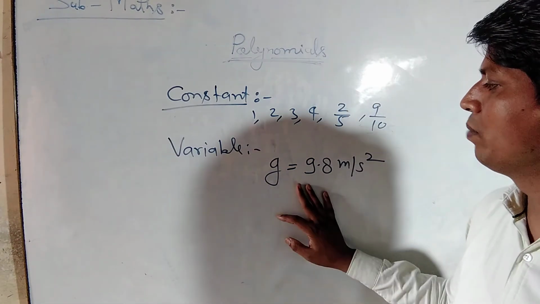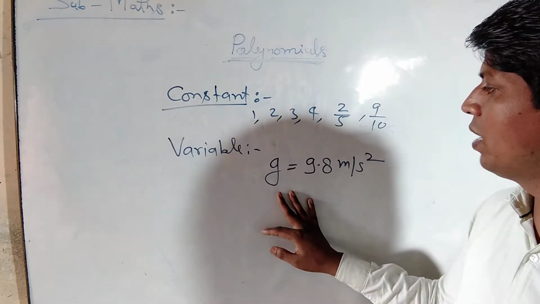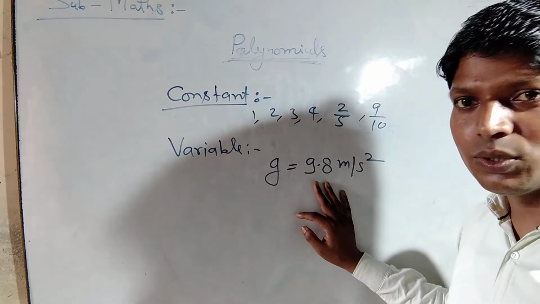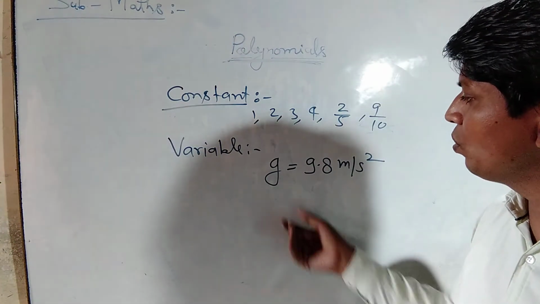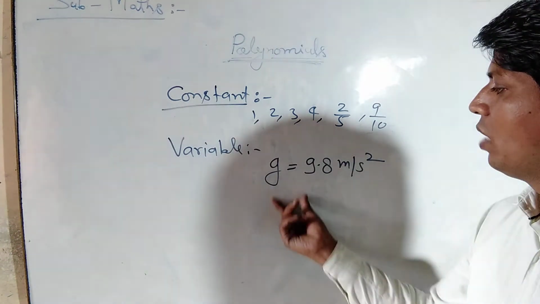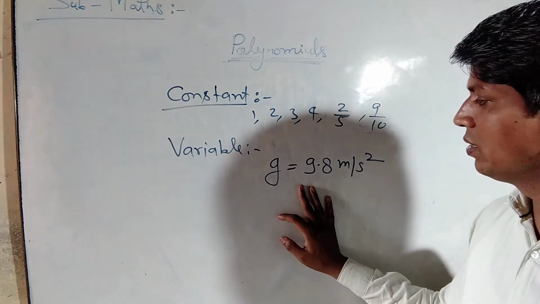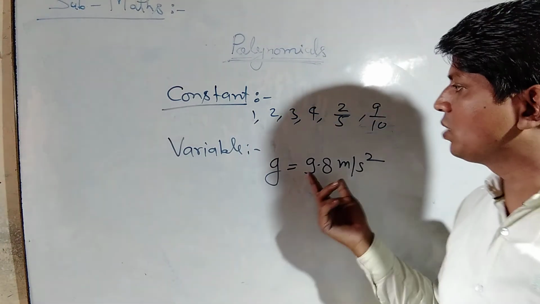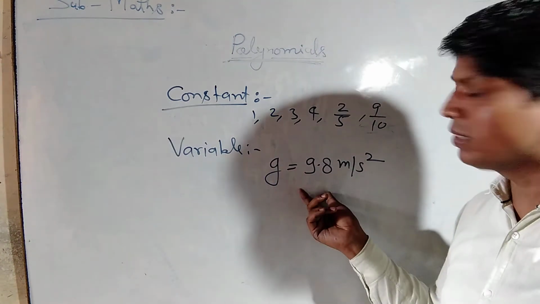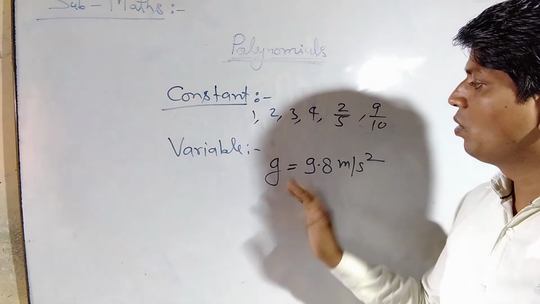This is a variable term because if we go upward from the earth, this value decreases, and also if we go down into the earth, this value also decreases. It means this is not a fixed value. This value has different values at different places. It means this is a variable.